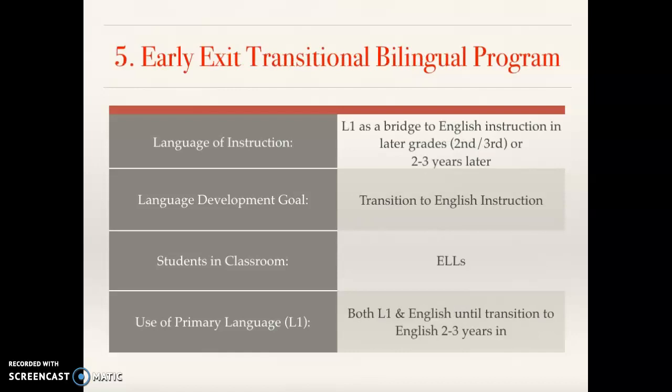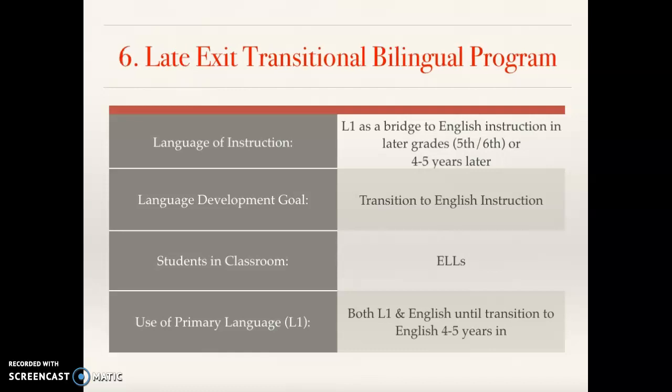The fifth is the Early Exit Transitional Bilingual Program. So the L1 is used as a bridge to English. This one's much different than the Late Exit that we will see next. This one, we try to get students out in 2 to 3 years to transition to English-only instruction. These are all ELLs, but both the L1 and English are used until the transition 2 to 3 years later.